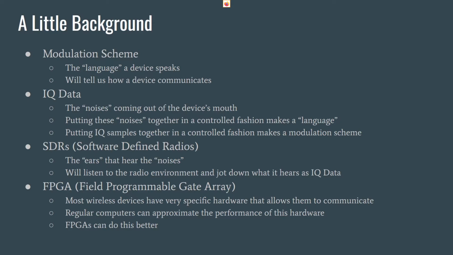SDRs, or software-defined radios. These are the ears that hear the noises. An SDR will listen to the radio environment and jot down what it hears as IQ data. FPGA, or Field Programmable Gate Array. Most wireless devices have very specific hardware that allows them to communicate. Regular computers can approximate the performance of this hardware, but FPGAs can do this better.